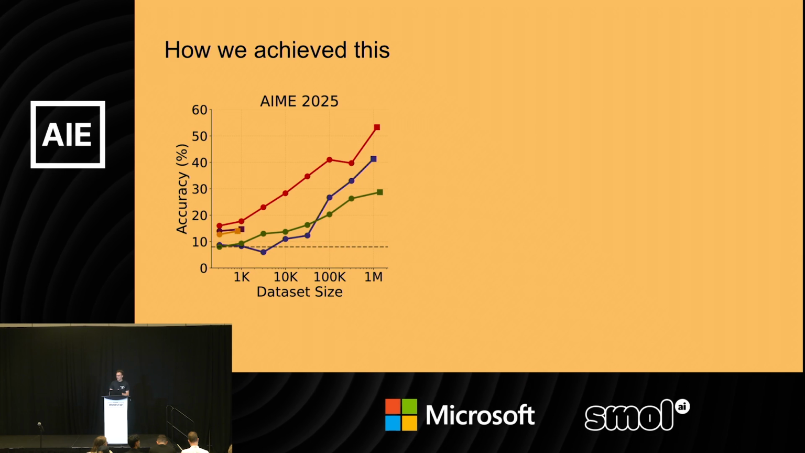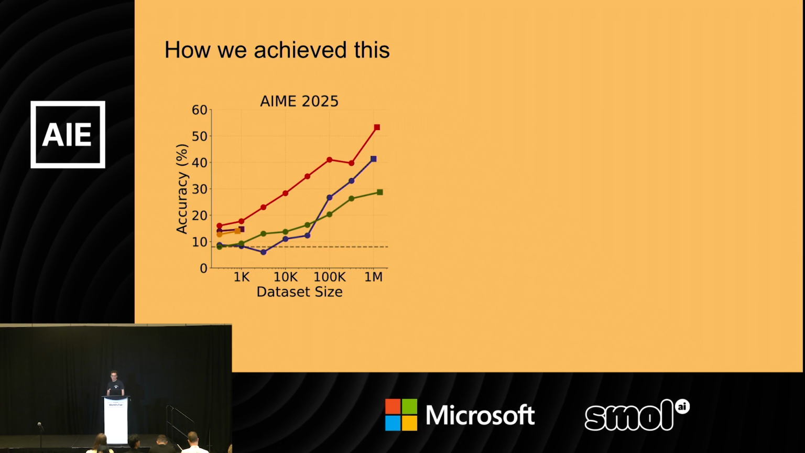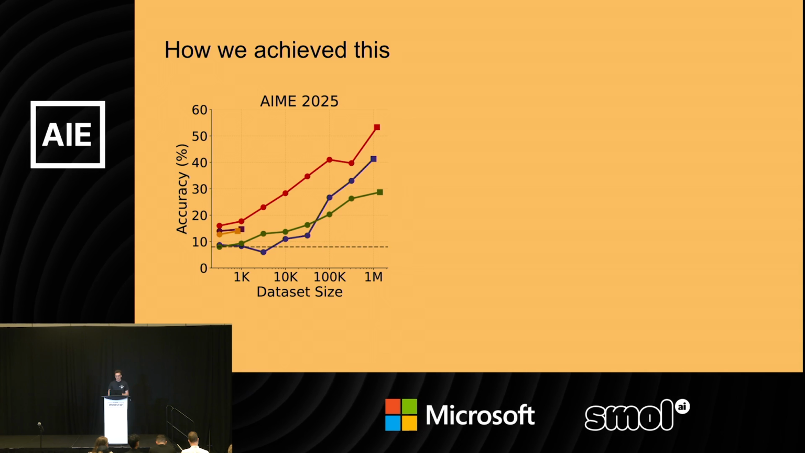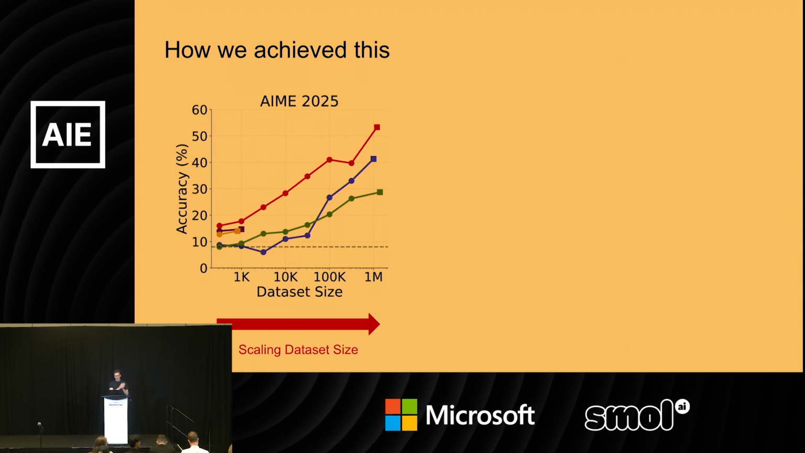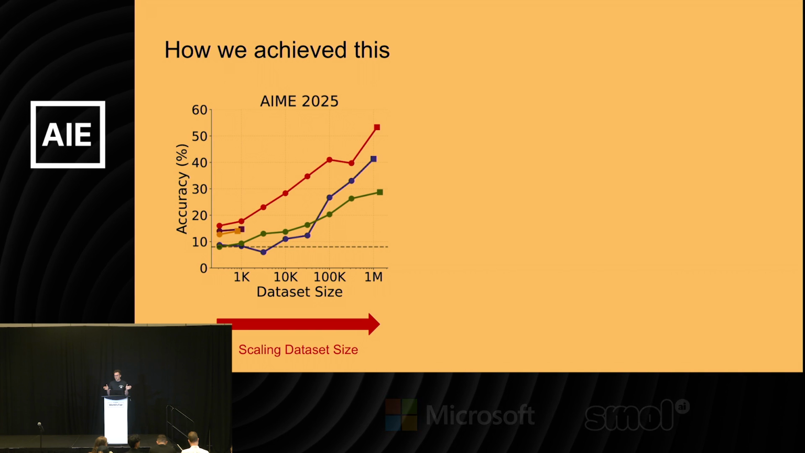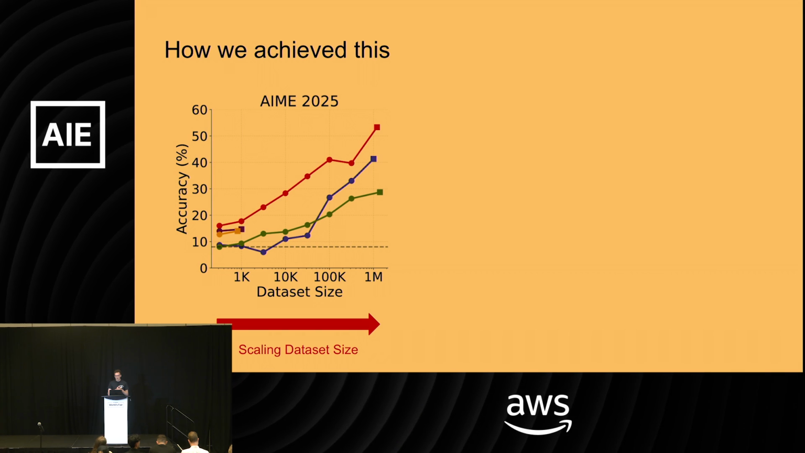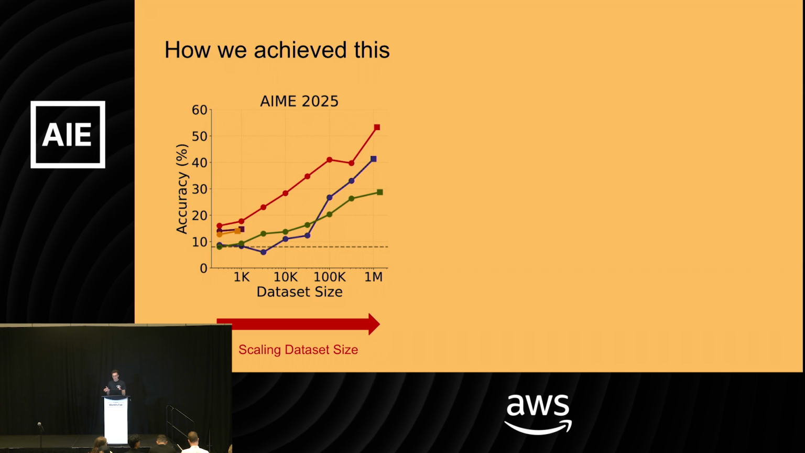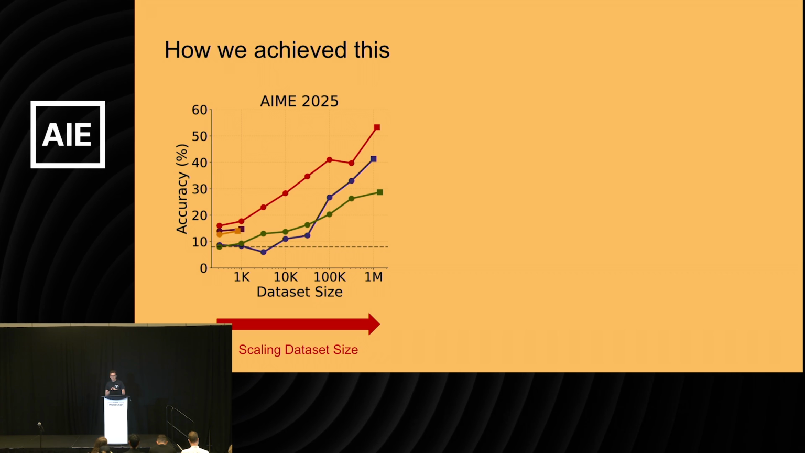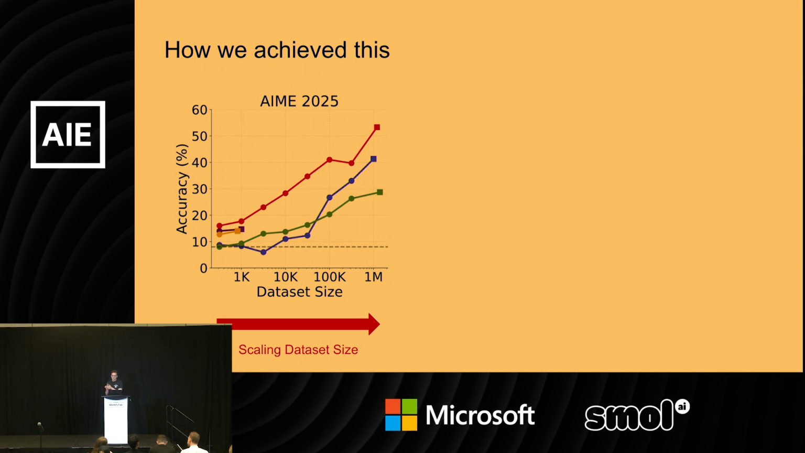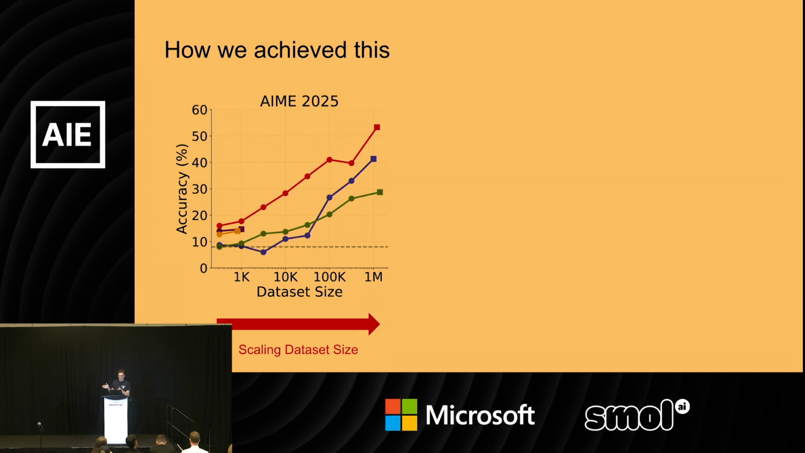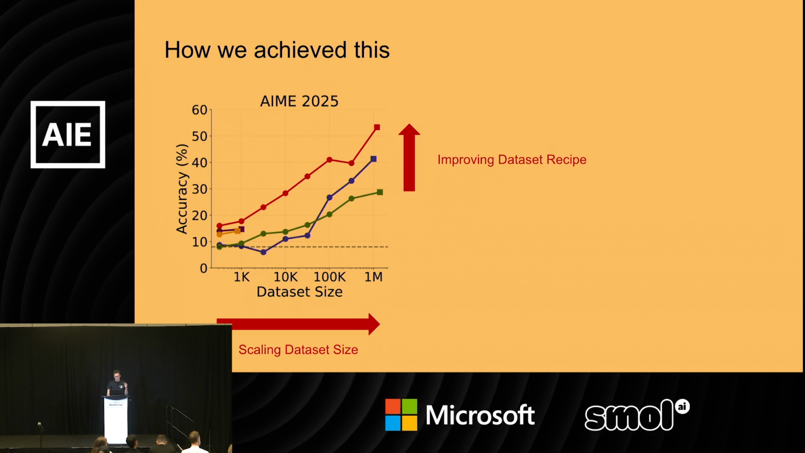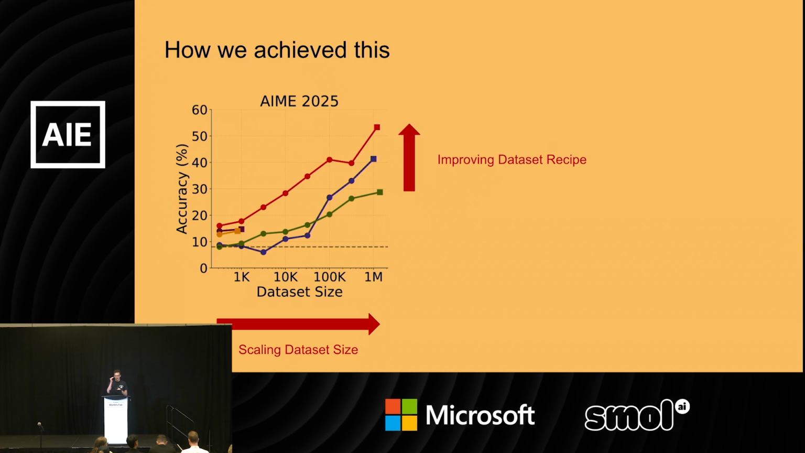So okay, let's actually talk about how we achieved this. This is the interesting part for you. If we go back to the scaling graph, you can see, once again, on the x-axis, we're scaling dataset size. This is a huge method to increase accuracy. And the thing here is it gets more and more expensive, exponentially more expensive as you keep going. And then vertically, you can see that we've shifted the scaling curve up.